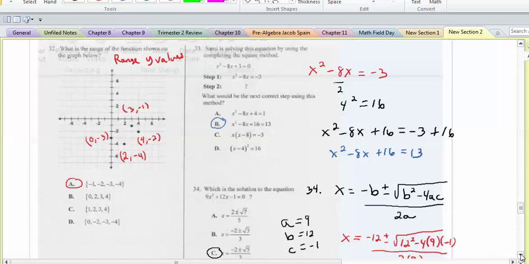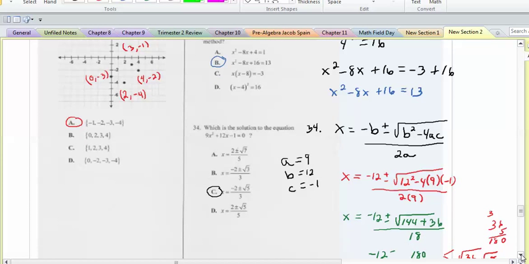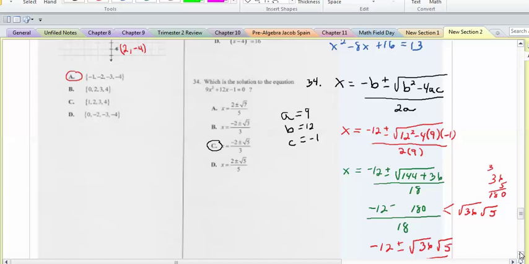Okay, number 34. Which is a solution of the equation? So now we have our equation. I looked at factoring, but I couldn't come up with two numbers that multiply together to give me 9 and added together to give me 12, so I knew that didn't work. So my next choice would be to do the quadratic formula, and I wrote it here for you. We found our A, B, and C. I plugged in all the values, and I did the math.